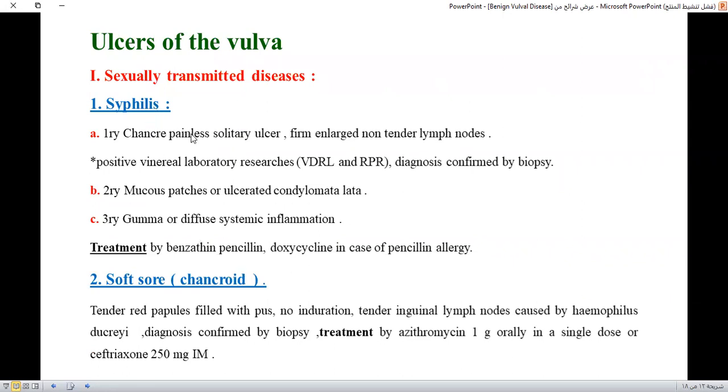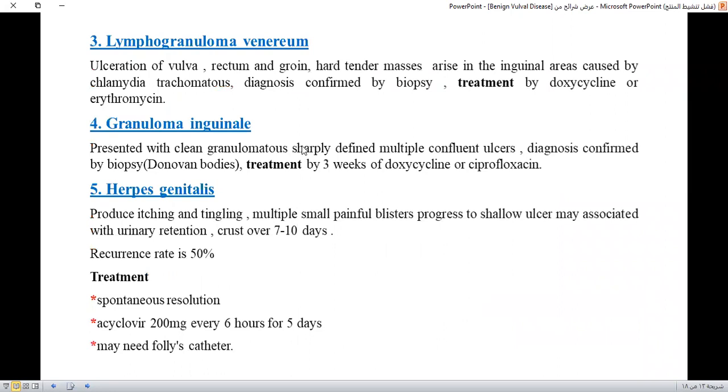Syphilis: either a primary painless solitary ulcer with a non-tender lymph node, or mucous patches or ulcerated condylomata lata, or tertiary gumma or diffuse systemic inflammation. Treatment with benzathine penicillin, doxycycline in case of penicillin allergy. Soft sore, chancroid: here there is a tender inguinal lymph node, caused by Haemophilus ducreyi, confirmed by biopsy, treatment azithromycin 1 gram orally in a single dose or ceftriaxone.